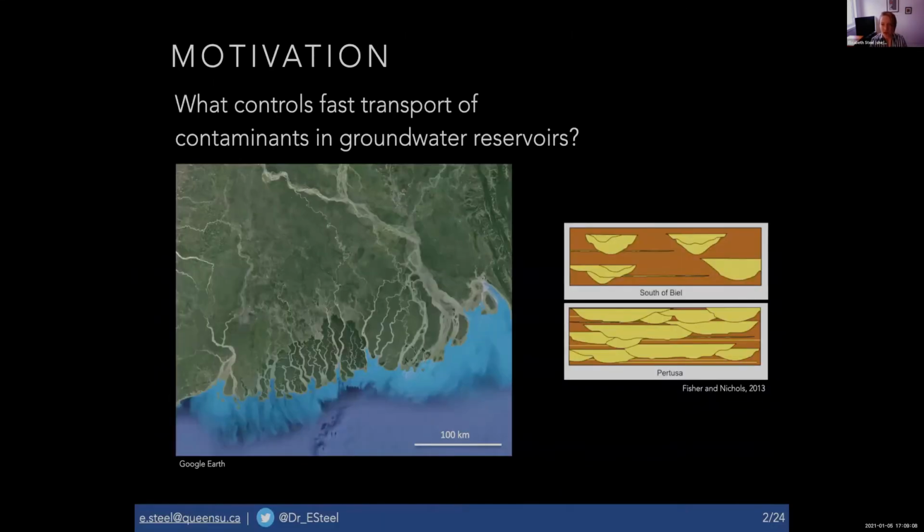The broad motivation for this whole project has been to better understand what is controlling fast transport of contaminants in groundwater reservoirs, and in particular in the country of Bangladesh. What I'm showing you here is just a Google Earth image of the Ganges-Brahmaputra Meghna Delta. This is one of the largest deltas and one of the most heavily populated deltas in the world. And the aquifers of Bangladesh are generally hosted in sandstones that are deposited by this deltaic system.